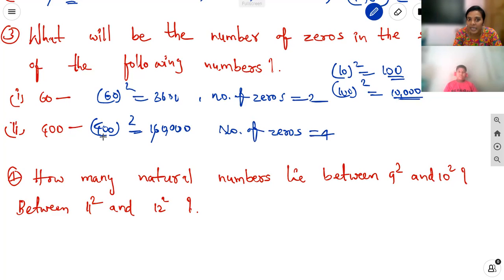Just we can say, here the number has 2 zeros, so the number of zeros in the square is 4. Here number of zeros, 1. Again 1 plus 1. Here 2 plus 2. Total 4, 4.